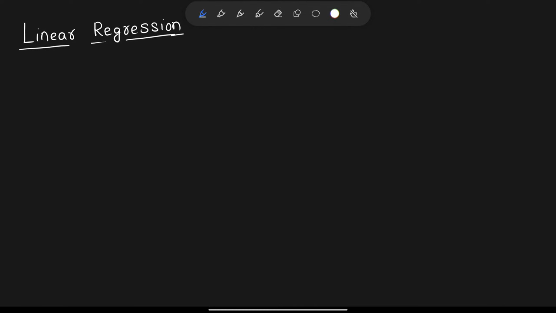Hi, today we will learn about linear regression. This is one of the models in machine learning algorithms. We will learn this by solving one example. Consider one example, that is years of experience and package.